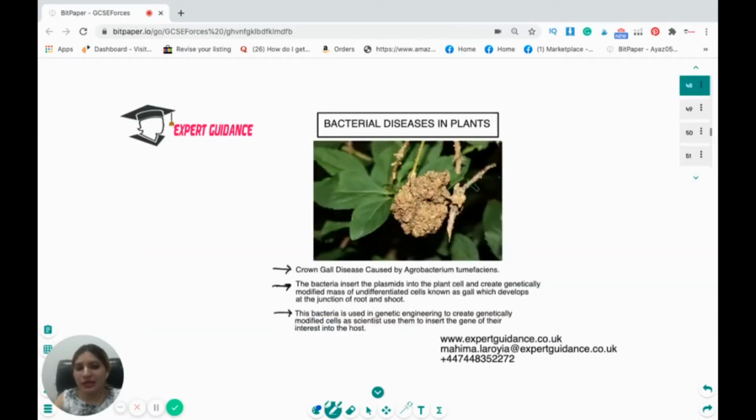For plants, the disease you need to remember is crown gall disease, caused by Agrobacterium tumefaciens. The bacteria insert the plasmid into the plant cell and create a mass. Can you see this? This is a genetically modified mass of undifferentiated cells known as a gall, which develops at the junction of root and shoot. The bacteria is used in genetic engineering to create genetically modified cells, as scientists use it to insert the genes of their interest into the host.